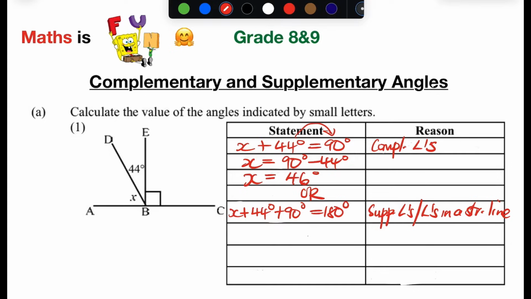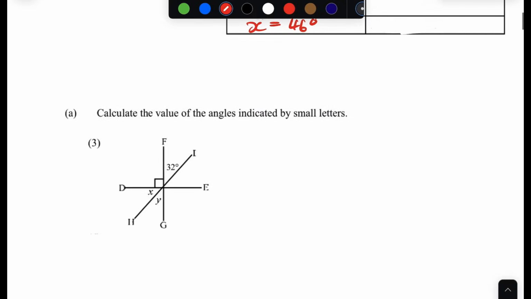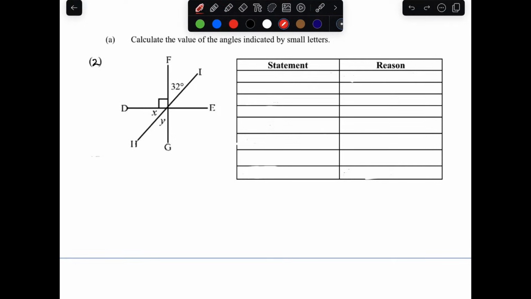So we'll say these two are like terms. We'll have x plus 134 degrees equal to 180, and then we transpose the 134 to that side. We'll have x is equal to 180 minus 134, so x is equal to 46. Again, it's the same answer with either method. I hope that makes sense, guys. Let's look at another question.